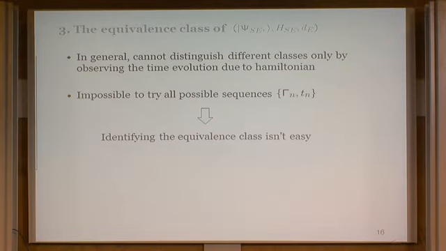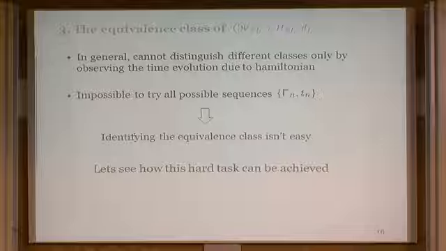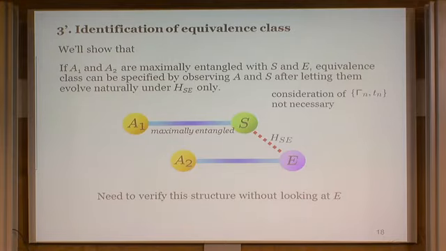So in principle, this involves infinite complexity. This is what it says. Yeah, it's a hard task, but just by making some assumption, by imposing some condition, this identification task of equivalence class B will be achieved. So that's what I'm going to show now.